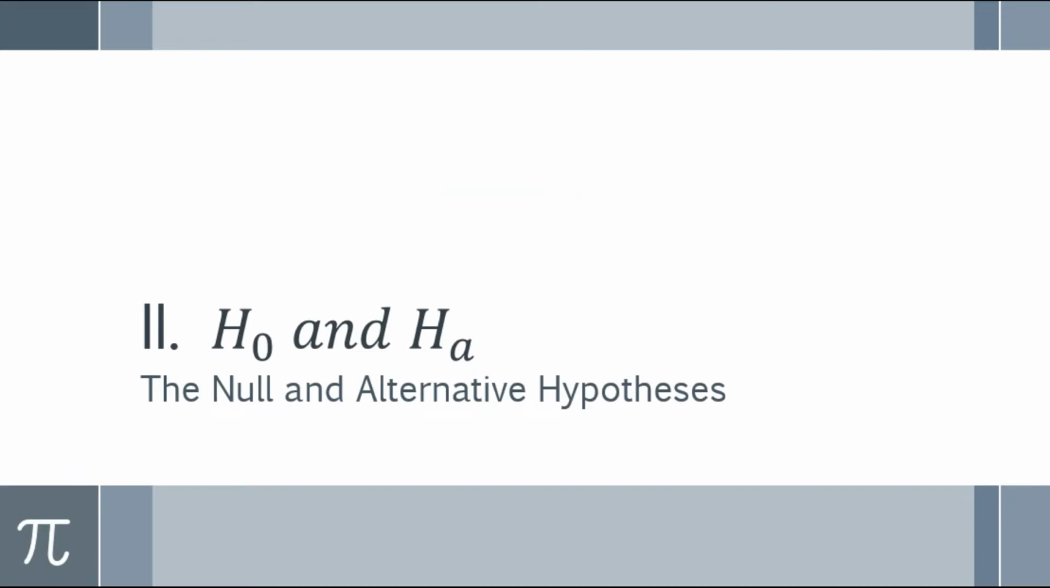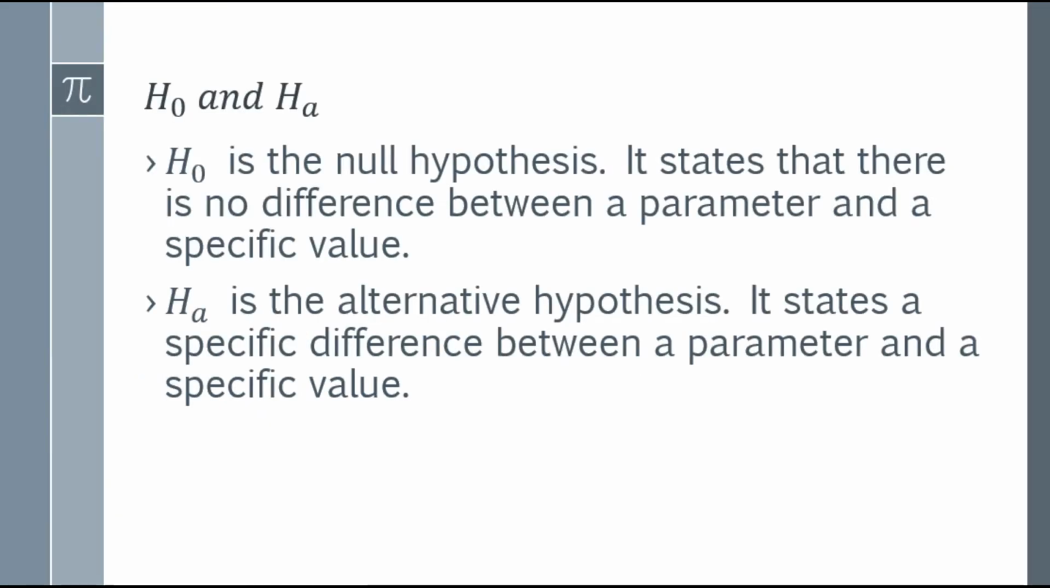So, yung H0, ipopronounce ko na lang H-O. The null and alternate hypothesis. So, ang H0 is the null hypothesis. It states that there is no difference between a parameter and a specific value. HA naman is the alternative hypothesis. It states a specific difference between a parameter and a specific value.